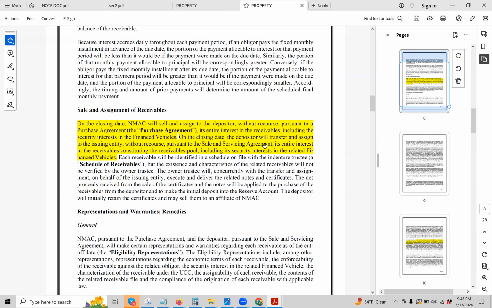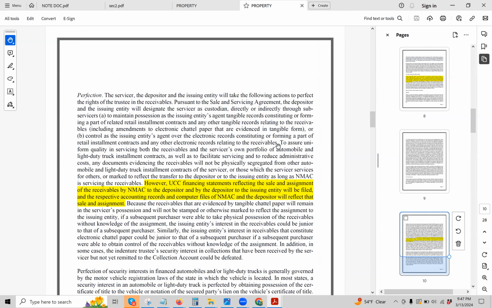Okay, so this is important too, and this is why it's highlighted. This is going over the interest in the receivables, the security interest in the financed vehicles, the closing date, and what the depositor will do to transfer and assign to the issuing entity. Again, it's saying pursuant to the sale and service agreement, referencing that agreement, its entire interest in the receivables. These are tidbits or excerpts that are important too, that relate to the securitization process.